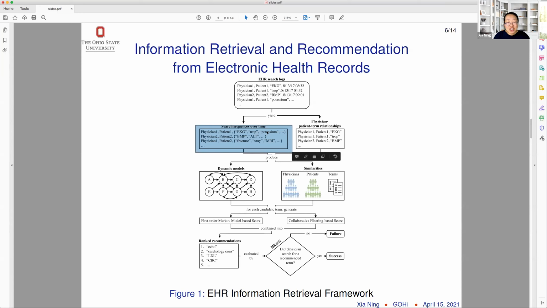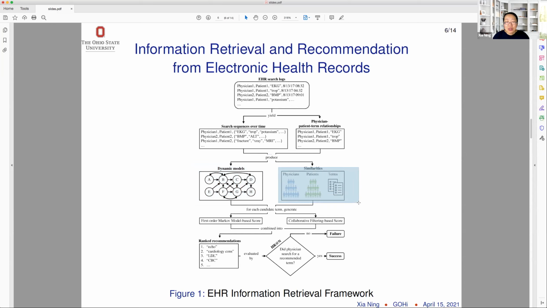So the ordering relation among the item sequences must embed some information that is useful for the recommender system to tell what's going to be the next most likely items that the physician will search on these particular patients. So that's the reason why we want to have a dynamic modeling to model the sequential relations among different search terms. And I'll talk about how we do that later on, but the idea here is to understand which terms will be searched next, given all the search sequences from the search logs.